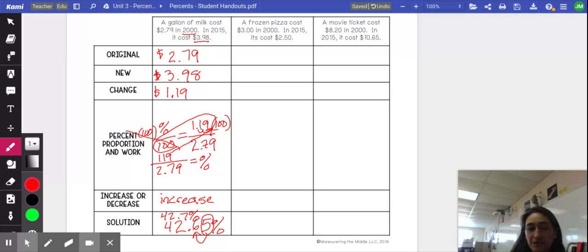Okay. So again, it's kind of one of those cross multiply and divide type of problems. But you go ahead and try the pizza one, and then I will show you if you were correct or not. Good luck.